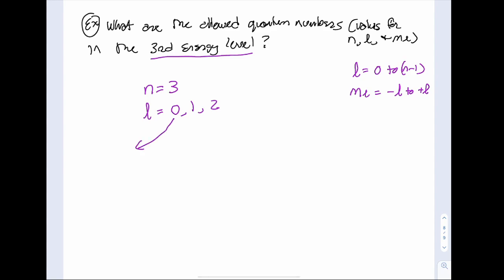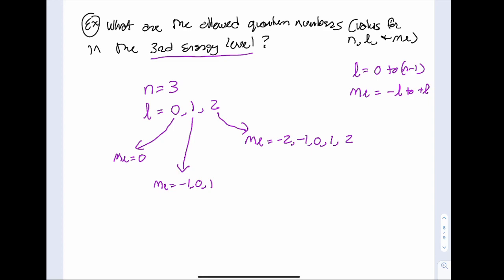So here, M sub L is going to equal 0, because there isn't a positive 0 or negative 0, right? It's just 0. Here, M sub L is going to be everything from negative 1 to positive 1. And then when L is equal to 2, M sub L is everything from negative 2 to positive 2. So negative 2, negative 1, 0, 1, and 2. So this would be the answer to my question. N is equal to 3, L is equal to 0, 1, and 2.